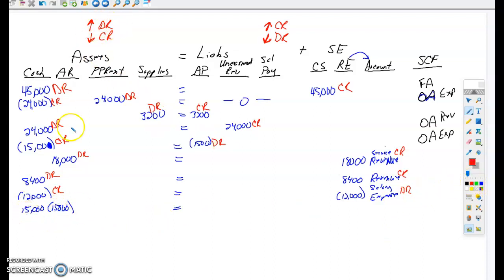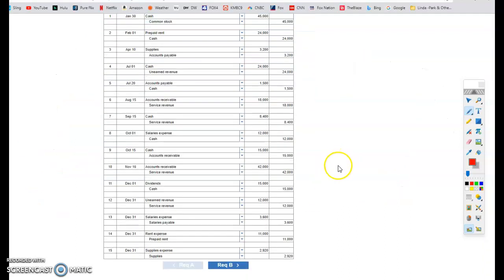Assign our debits and credits. This side goes up with the debit and down with the credit. So when you go to your journal, you'll debit cash and credit accounts receivable. All right, so on October 15, we're going to debit cash, credit accounts receivable 15,000.